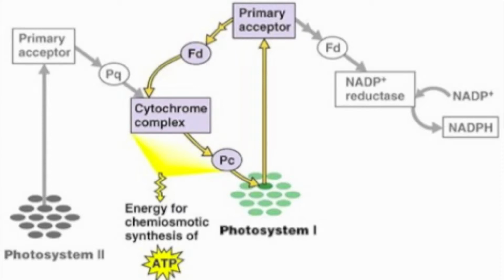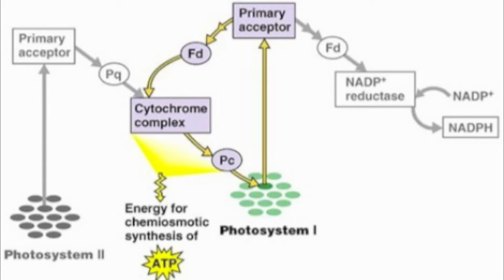When the reaction center P680 absorbs light, it also splits water into oxygen, hydrogen ions, and electrons. That process is called photolysis. Hydrogen ions accumulate inside the thylakoids and a proton gradient is established.